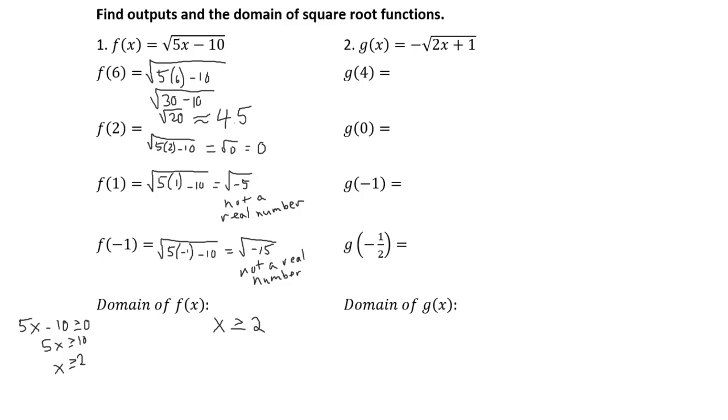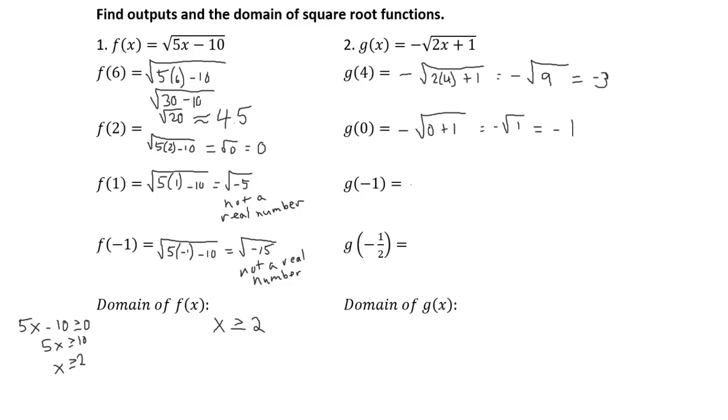All right, let's look at another one. We're going to plug in 4. So we have negative square root of 2 times 4 plus 1. So 2 times 4 is 8, plus 1 would give you 9. So that is a -3. Plug in 0. That's 0 plus 1. So that is the negative square root of 1, which is -1.